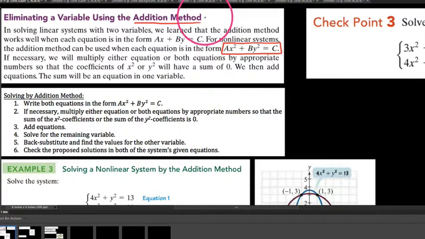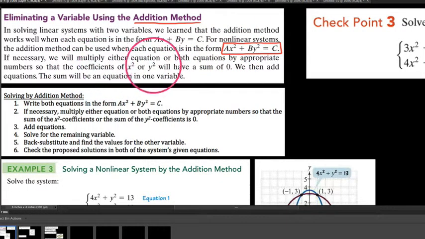Actually, I would prefer to use it if they're both in similar forms, because our goal is to eliminate a variable to bring it down to just one equation of one variable. So we say that in solving systems with two variables, we learned that the addition method works well when both equations are of the form ax plus by equals c. For nonlinear systems, the addition method could be used when each equation, and it's got to be both of them, is of this form ax squared plus by squared equals c.